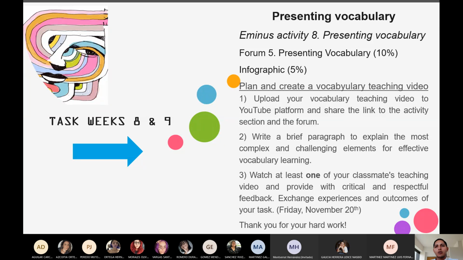You also need to carry out Eminos activity 8, presenting vocabulary. It's also there on Eminos, and you need to participate in Forum 5, presenting vocabulary. Okay, the infographic is 5%. The Eminos activity and the forum is 10% in total. Sorry for the spelling mistake here.